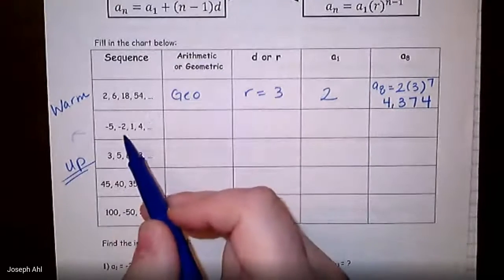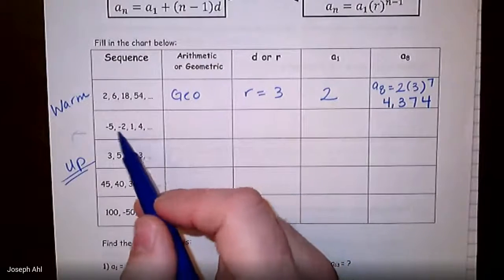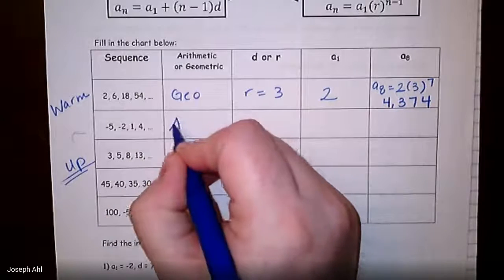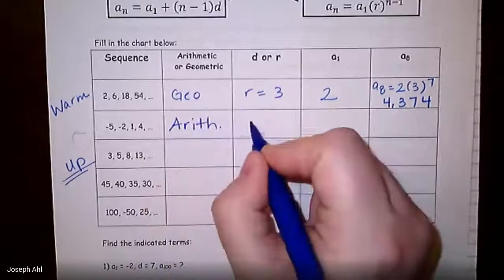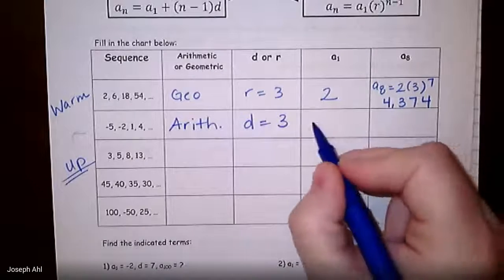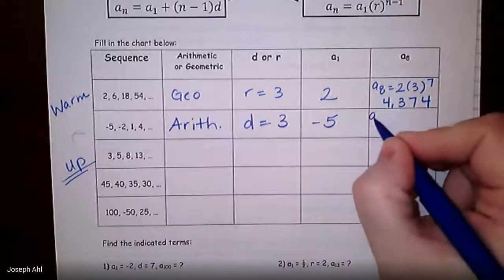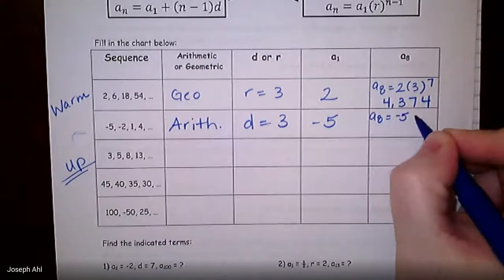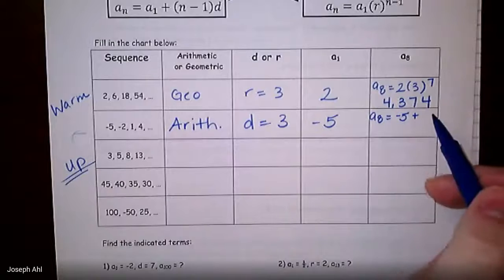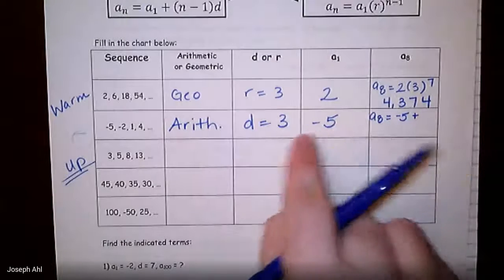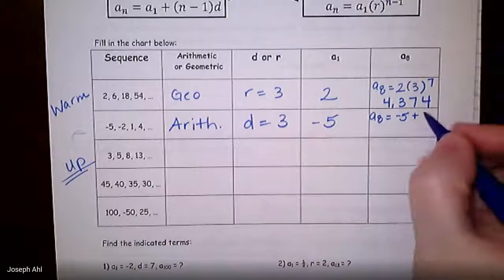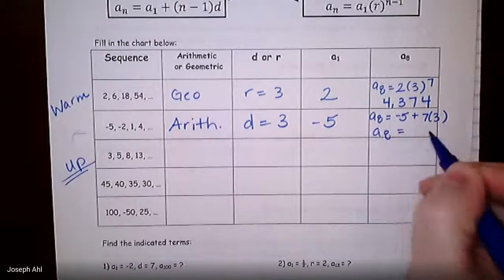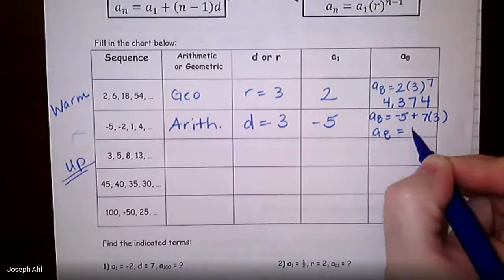Moving on to the next one, -5, -2, 1, and 4. This one, if you look at the pattern pretty quickly, hopefully you can see that we're not multiplying by 3 anymore, but we are adding 3. So this is an arithmetic pattern with D equals 3. A1 is -5. So to find the 8th term, you're going to do A1, which is -5, plus, now you're going to add on that difference of 3 7 times. So it's going to be 7 times 3 at the end. And -5 plus 21 should be a total of, in this case, 16.